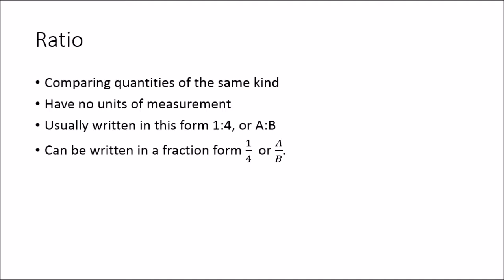Now it is usually written in the form with the colon, so this is this form here, so 1 to 4. It's a common form of the ratio, or generally speaking A to B. Now we can write it in a fractional form, so 1 over 4 or A over B. Now what that's saying is that when we have our two quantities here, A and B, it's saying that A relative to B would be given by this fraction.